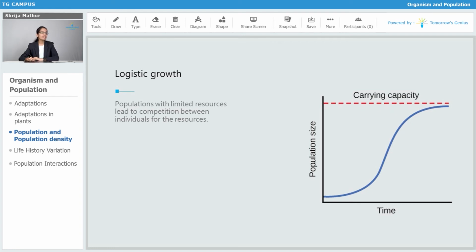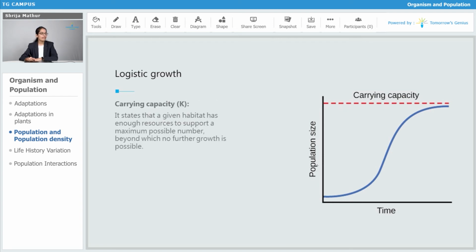A population with limited resources leads to competition. Yes, obviously individuals are going to compete for the best of the resources. Eventually the fittest individual will survive and reproduce. So survival of the fittest is valid over here. Carrying capacity states that a given habitat has enough resources to support a maximum possible number, beyond which no further growth is possible. Suppose I say carrying capacity is 60, it means only 60 individuals can be fed by that food. Above 60, even if it's 65 or 67, individuals cannot be fed. So this is carrying capacity, which is denoted by K.